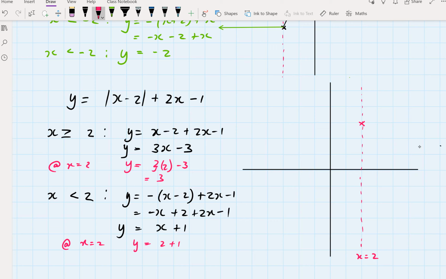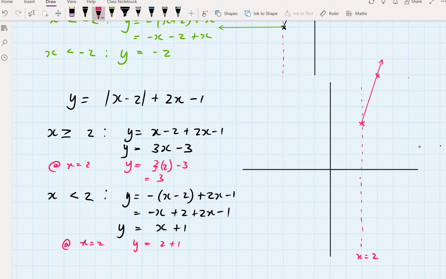And now we've got to draw our line for this graph over here. We know that it's got a gradient of 3. So in other words, it's going to go 3 up, 1, 2, 3, and 1 across. And so there I can put my line in. That is the first part of my graph. This is what it's going to look like when x is greater than 2.